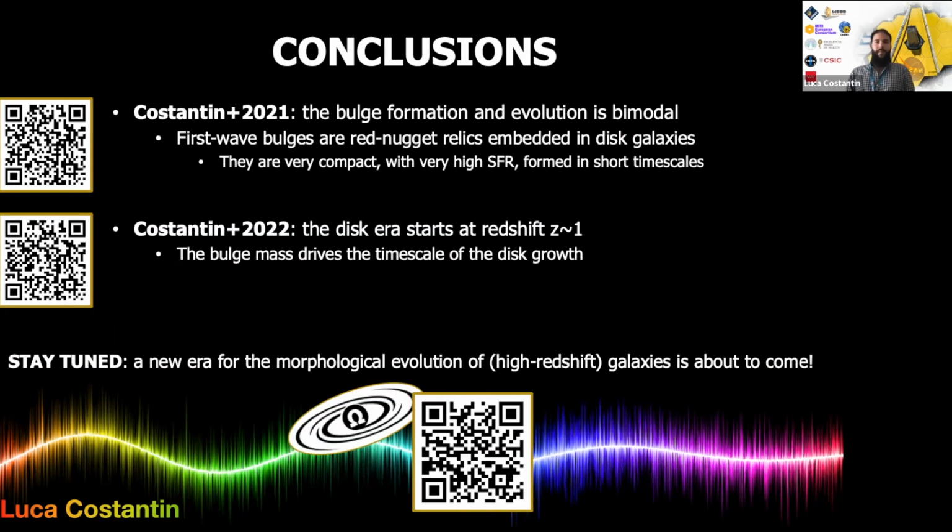Summarizing, we found that bulges form in two waves, and that first wave bulges represent a fundamental missing piece of the two-phase formation scenario, being red nugget relics, which acquire a stellar disk at a later stage of their life.